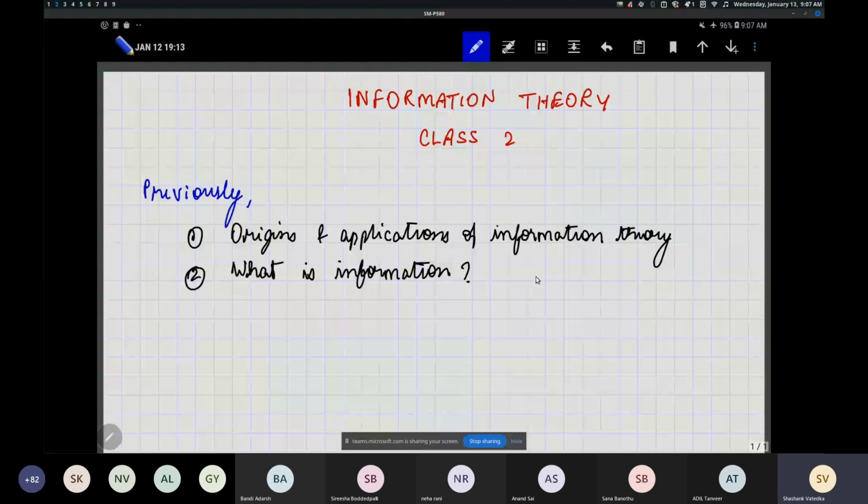Okay, so in the last class, I gave a very high level overview of what information theory is all about and where it is used. At a very heuristic level, I mentioned what information is: a reduction in uncertainty. I'll elaborate on that a bit in this lecture, and then I'll show the connections between information and compression. Any questions?